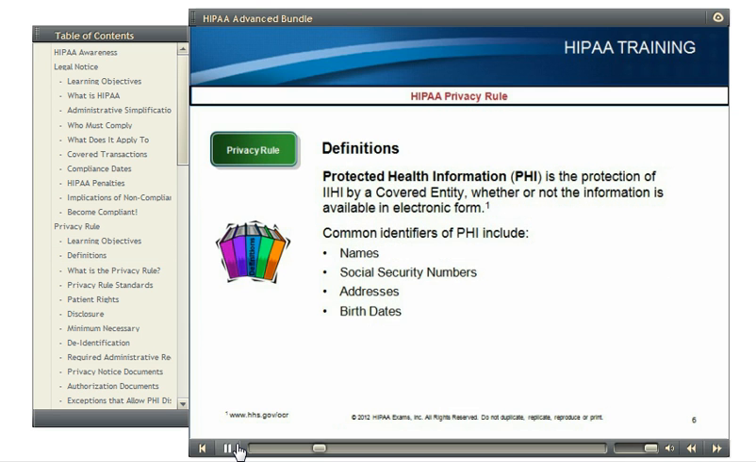Protected Health Information, PHI, is the protection of IIHI by a covered entity, whether or not the information is available in electronic form. Common identifiers of PHI include names, social security numbers, addresses, birth dates.